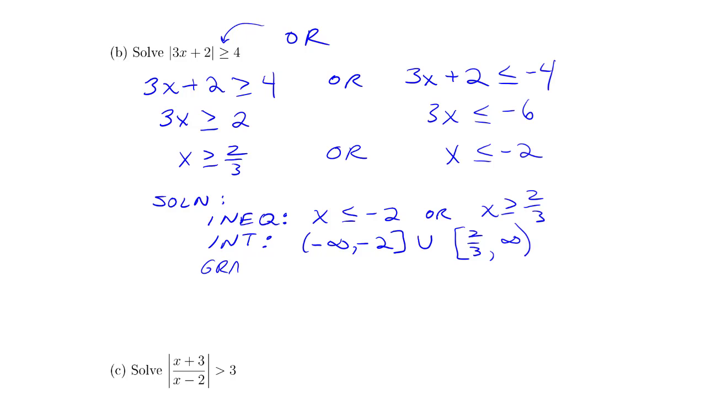So on a graph, we would have something like this. Let's say negative 4, negative 3, negative 2, negative 1, 0, 1, 2. Okay, so we would have negative 2, including negative 2, and everything back. Then over here we would have 2/3, so that's about 2/3 in there. Again, closed, and everything forward.